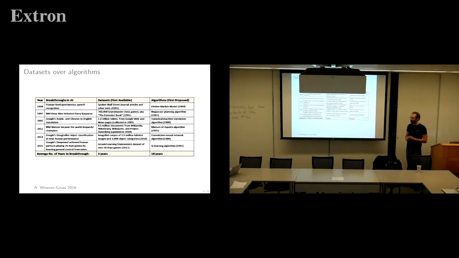It had certain modifications, but conceptually it's the same type of neural networks that were proposed in the late '80s. Sorry, what's 3 years and what's 18 years? So that's the average time when the data set was published. That's the time when the algorithm was published.